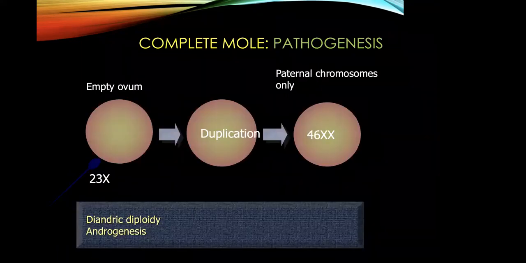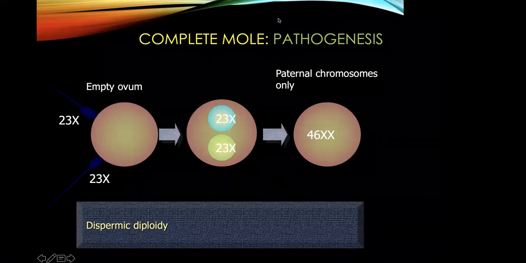So let's understand the pathogenesis of a complete mole. This is an empty ovum, which a sperm of 23X enters, and then there is a duplication giving 46XX. This is diandric diploidy, androgenesis. Here is dispermic diploidy, where two sperms enter and 46XX is formed. I hope you can understand what I'm saying.